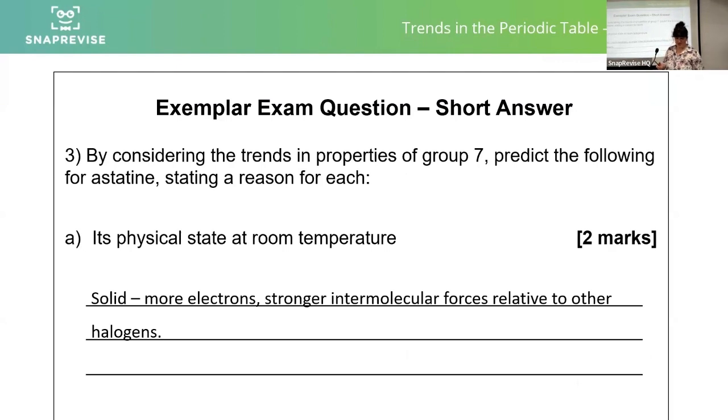Okay, so physical state at room temperature. What would you have said? As we go down the group, gas, liquid, solid, well, astatine can only be a solid then because iodine was, and that's above it within the trend. So it should be solid. Why is it going to be solid? It's solid because, and we're going to look at these a little bit more in a couple of slides' time, we've got more electrons in astatine. That means we're going to get stronger intermolecular forces relative to the other halogens. That's our explanation. Solid gives us our first mark. And then the explanation, there are more electrons, so stronger intermolecular forces, for the second mark.